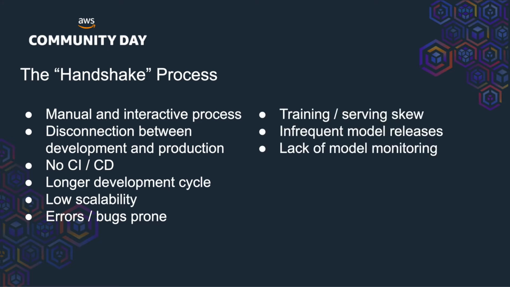On the machine learning side, because of the disconnection between development and production, there's potential risk of model training and serving skew or inconsistency. And the long development cycle usually leads to infrequent model releases, and there's no active model monitoring in place either. So how could we address these problems?